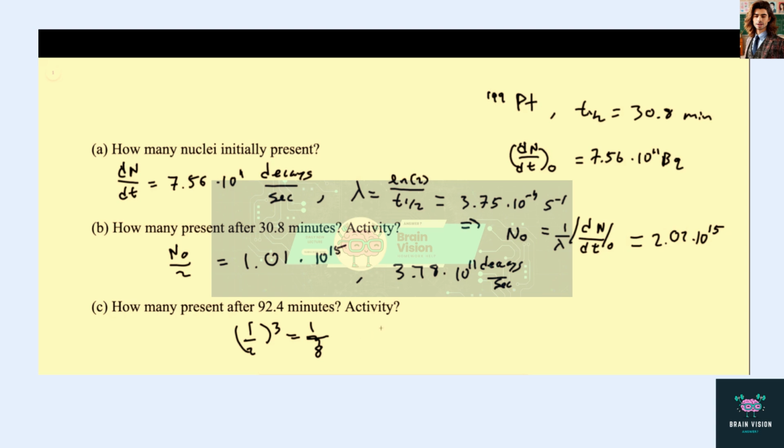So taking our initial values of N naught and dividing by 8, and the initial values of activity and dividing by 8, we find that the number of total nuclei is simply N naught over 8, and the activity level is dN/dt naught divided by 8. And those are our answers.